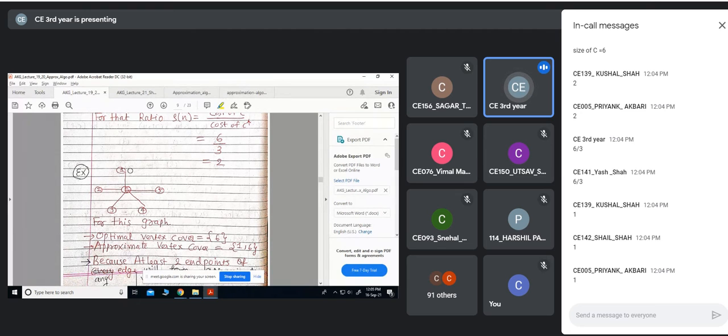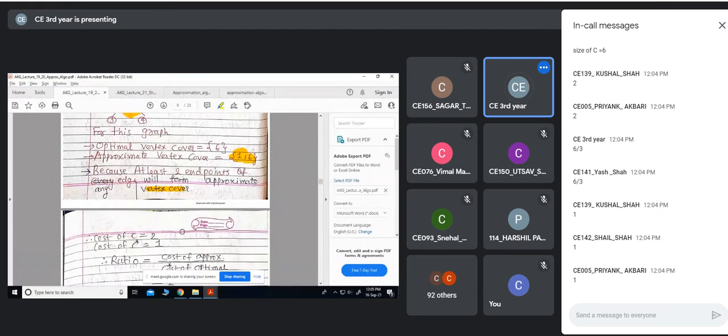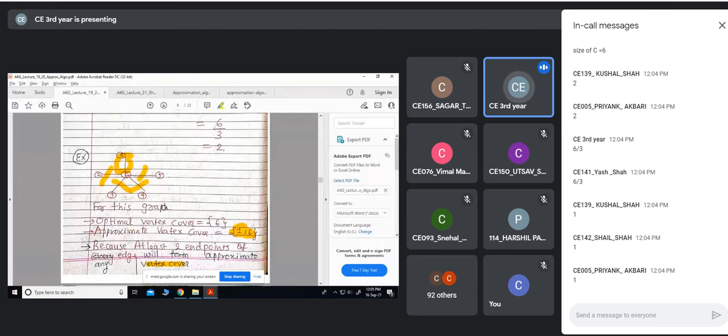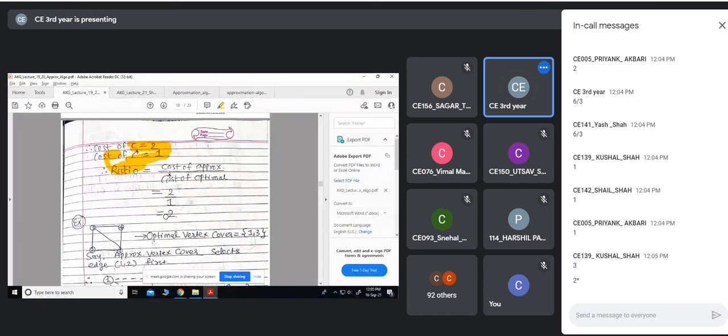But you see, if you apply our algorithm and select any edge arbitrarily, let me take the edge 1, 6, then you will delete everything, right? But there will be two endpoints, 1 and 6, which will come in the answer, because at least 2 endpoints of every edge will come in the approximate vertex cover. So that would have 2 vertices. Any edge you select, 1, 6, it would be 2. So again, what is the approximation ratio? 2. Yes, it's 2.